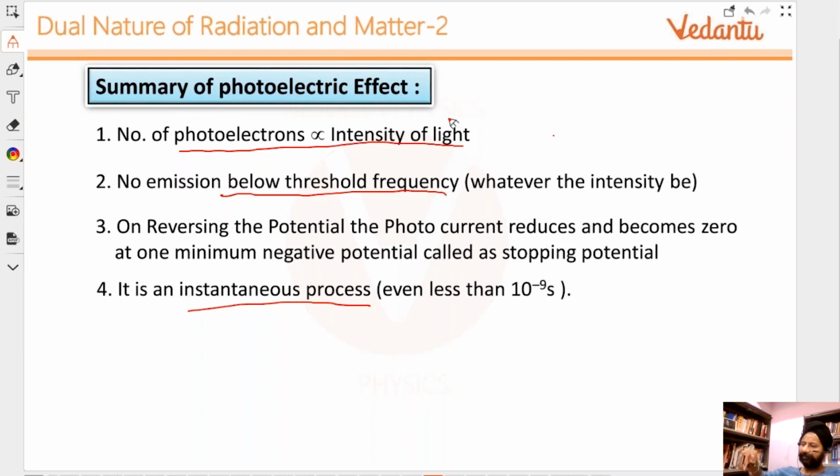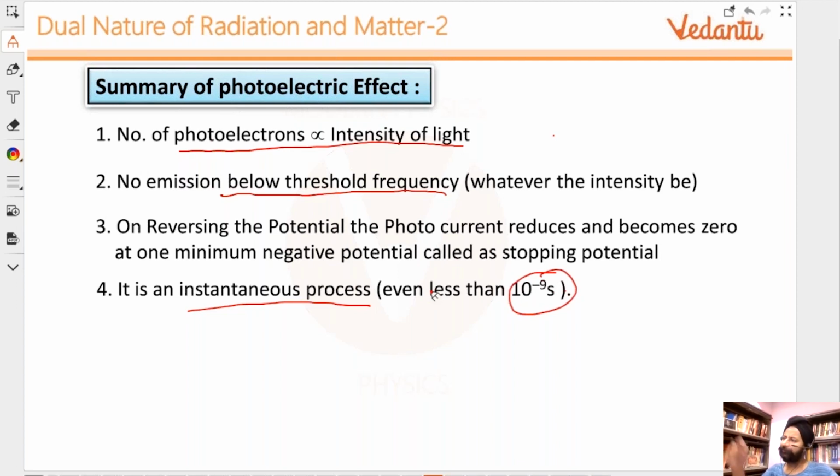Wave theory says, okay, as soon as you throw the light here, it should build up, maybe 2, 4, 5 सेकंड, maybe 10 सेकंड, maybe 2 मिनट के बाद electrons आएंगे. But that does not happen. Instantaneous. So as light falls, electrons are out. Yes, 10 to the power negative seconds they become. Instantaneous, almost.